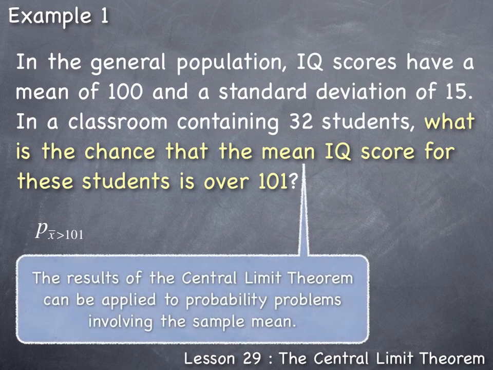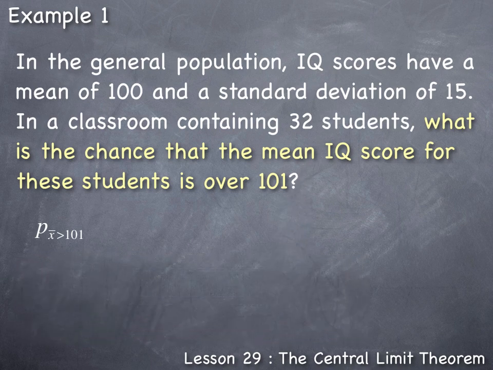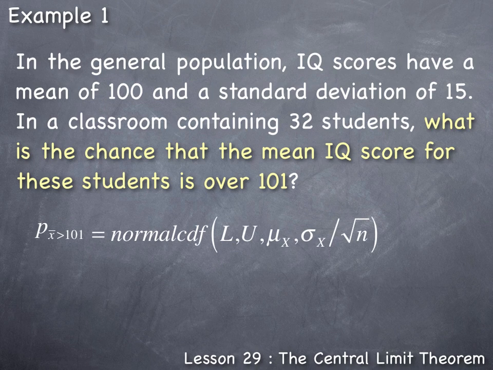The results of the central limit theorem can be applied to probability problems involving the sample mean. One of the results is that the sample mean follows an approximate normal distribution. So we can use our normal probability distribution to answer this question. Since the value of the random variable is given, in this case x bar over 101, and we're asked to find the chance or the probability, the command that we would use on the TI-84 calculator is the normalcdf command. Now the normalcdf command requires the input of 4 values.